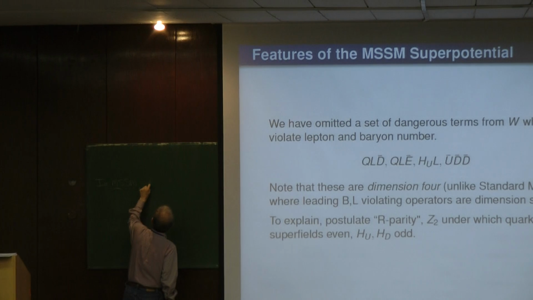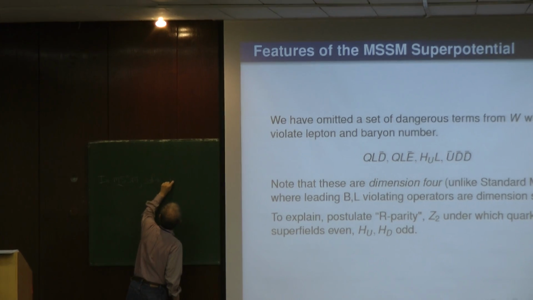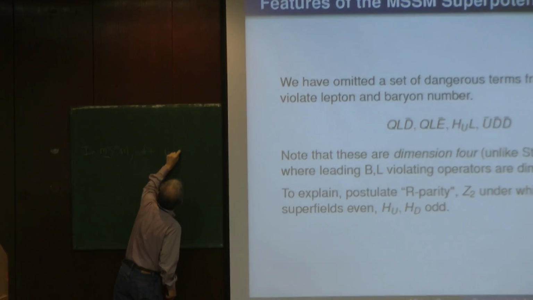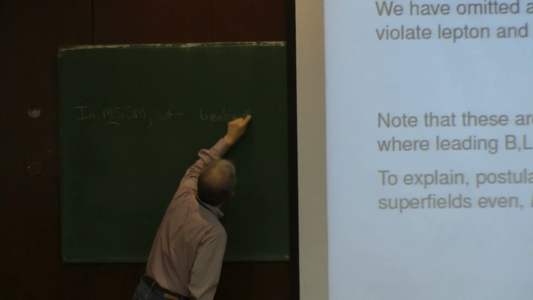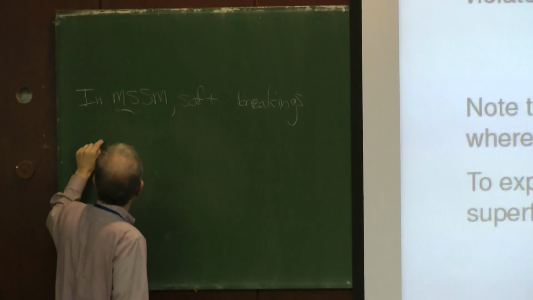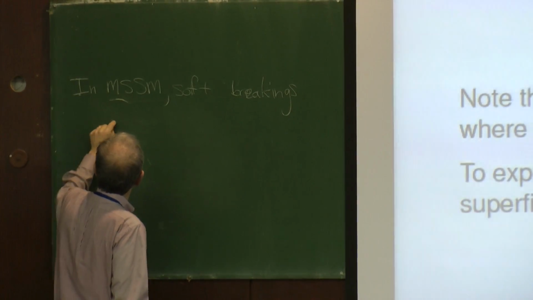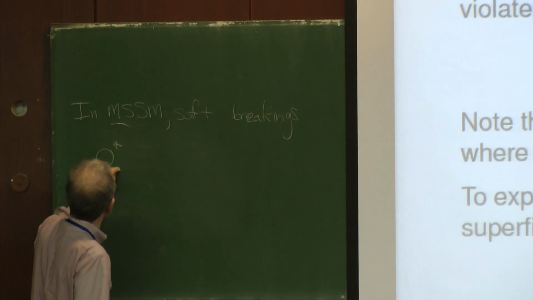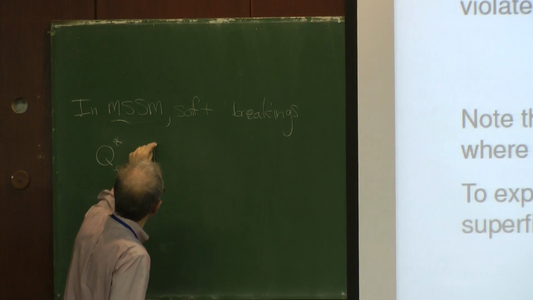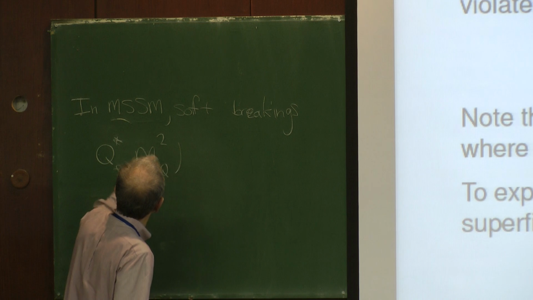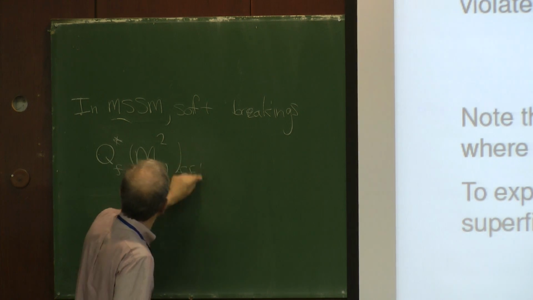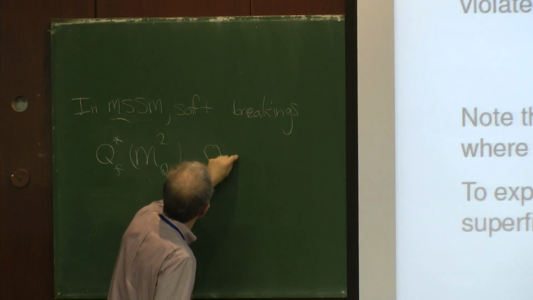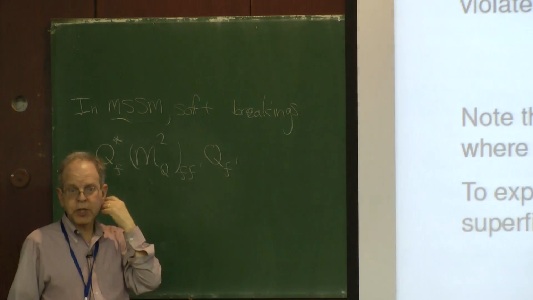So we know what we're allowed to add. We're allowed to add mass terms. Okay, so we're allowed to add, for example, Q star. These are the doublets, QF. Let me put the indices on explicitly: m squared Q, FF prime, QF prime. Okay, so mass terms for the Qs.